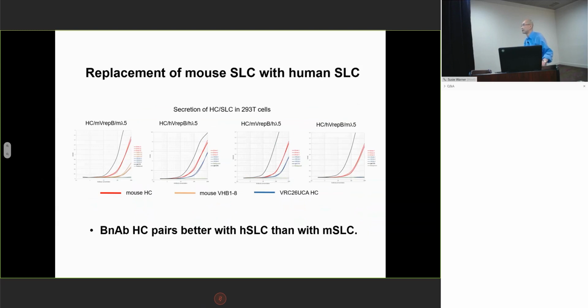Here's an example, again using VRC26 as an extreme example. We use this assay to test the pairing of the heavy chain with surrogate light chain. If you transfect a heavy chain by itself into 293T cells, for example, it cannot fold properly without the light chain, so it cannot get secreted.